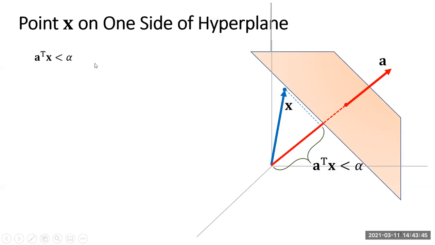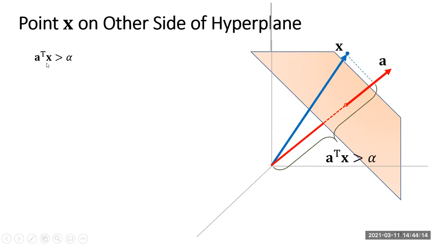Now, suppose we have another point X such that A transpose X is less than alpha, then it lies on one side of the hyperplane. You see this point X? It's on this side of the hyperplane. It's called a half space. So this point X is on the half space that includes the origin. Now, if there is a point X such that A transpose X is greater than alpha, then the point X lies on the other side of the hyperplane. Okay?